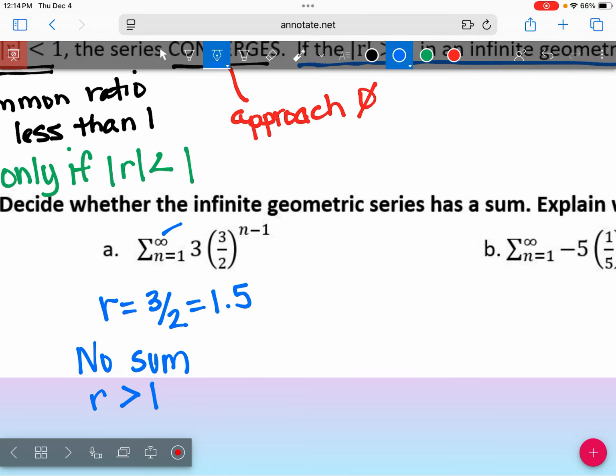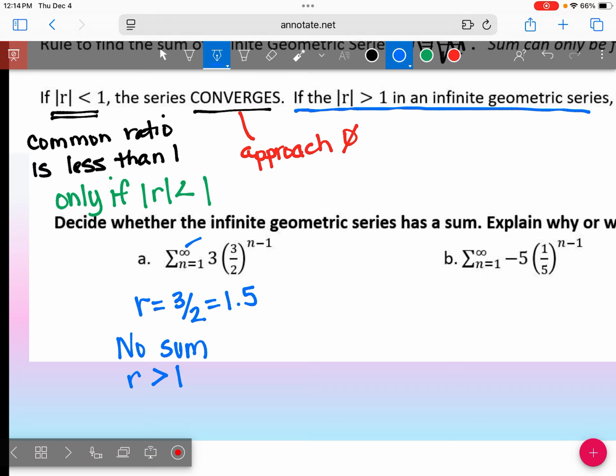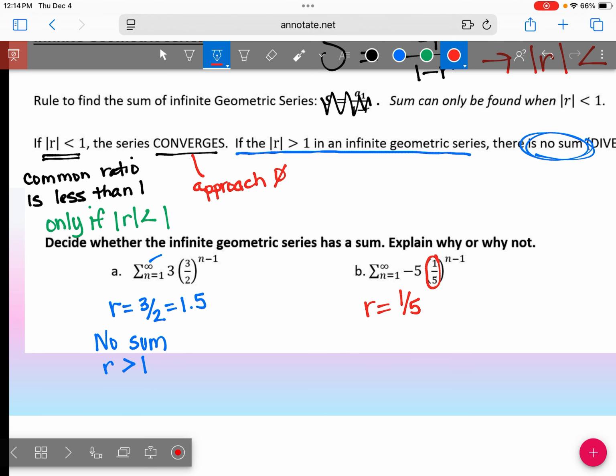But looking at B, my r value is 1/5. Is 1 over 5 less than 1 or greater than 1? Less than 1. So we can use the formula. The formula is pretty simple. All you have to do is take the first number and divide it by 1 minus r. That's your formula. That's your last formula.